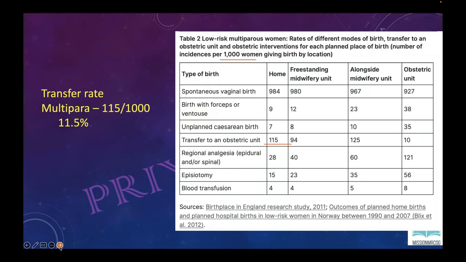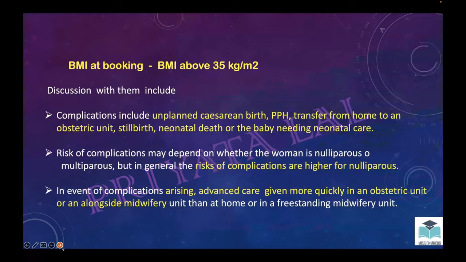Apart from this, though they had already put it in the obesity guideline, in the new intrapartum guideline this section has been newly added. So they are doing BMI at the booking visit. Always they check BMI. Now, if the BMI is above 35, what kind of discussion would be done for the patient? Possibility of unplanned caesarean section, PPH, transfer, increased chances of transfer, and stillbirth, neonatal death, and a baby requiring any kind of neonatal support or neonatal care.